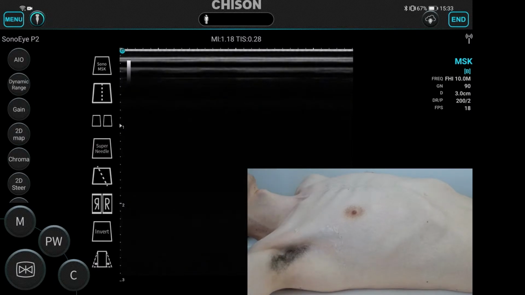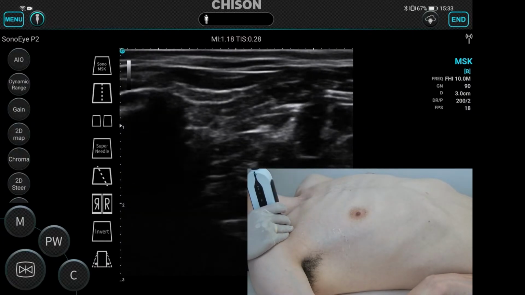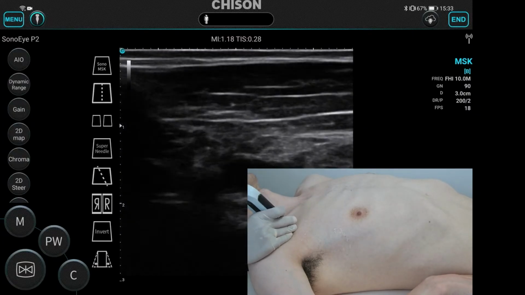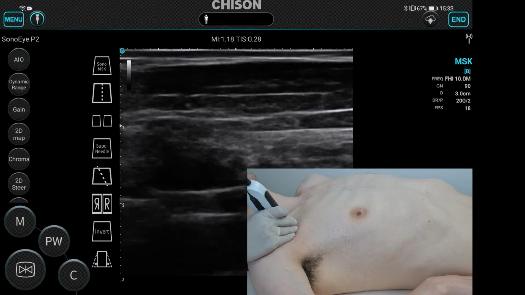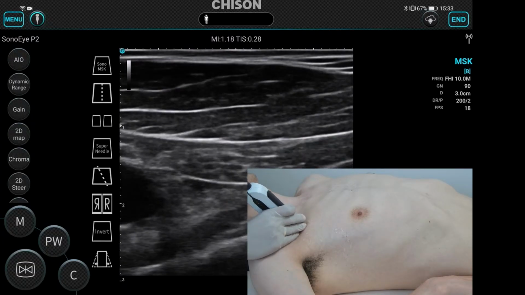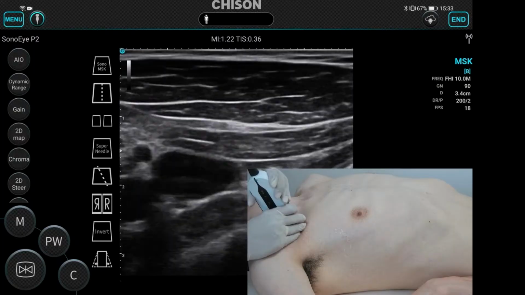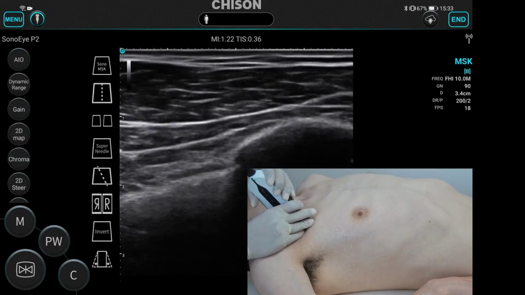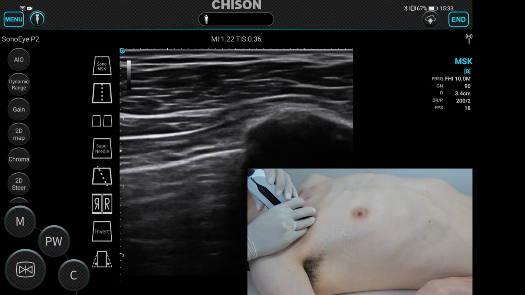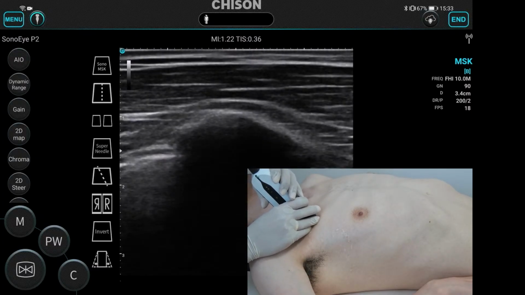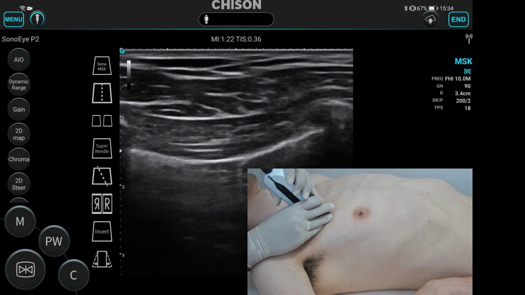Okay, so let me review it again for you. Over here we have the first one. We start with the obviously bony shadow of the clavicle. We can see the axillary. We can move, and we can see the second ribs. We can see the pectoralis major, pectoralis minor muscle, and we can also sometimes see a very good view of the intercostal muscles between the ribs.